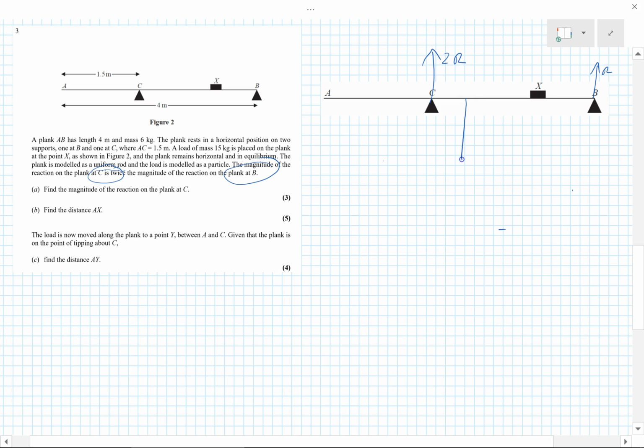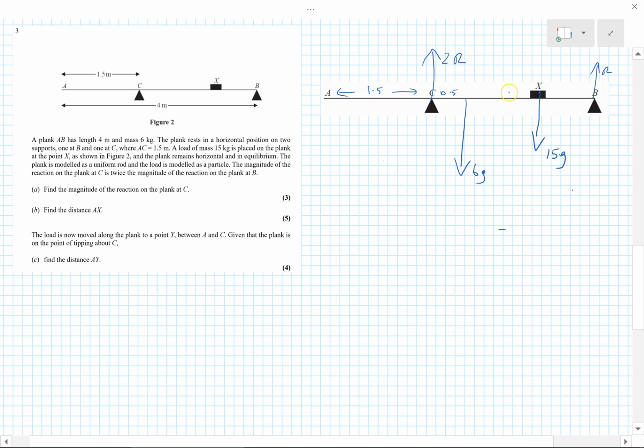It's uniform, so I'm going to have my weight, which is 6G, coming downwards. I've got a mass at the point X, and the load is 15G. Okay, and that looks about it. Now, I'm going to mark on some distances. 1.5 is that distance. Then we have 0.5 is this distance.